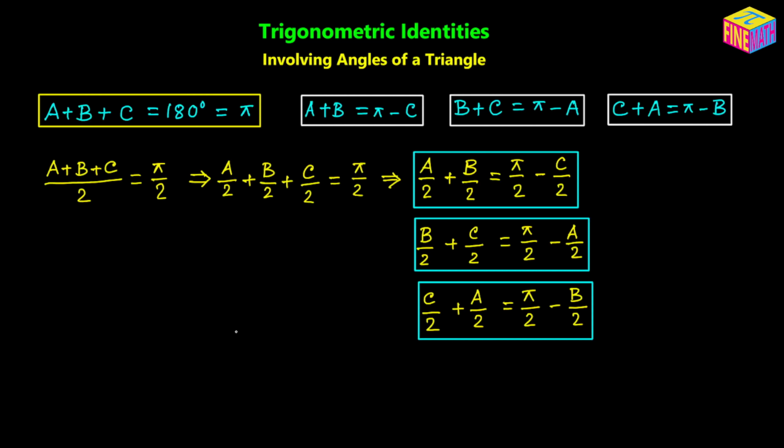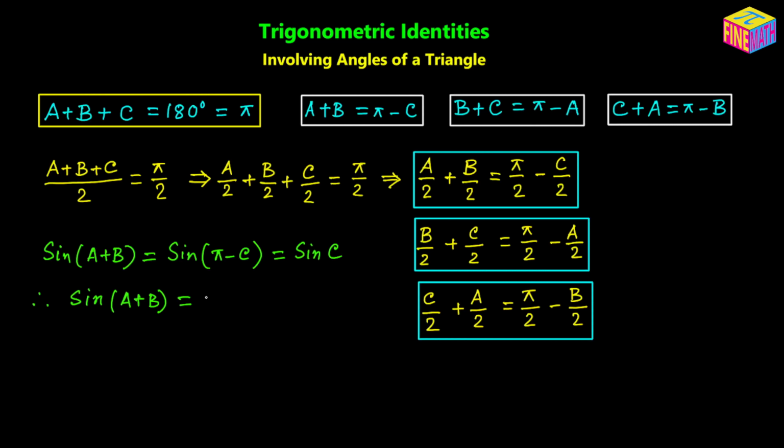And now we are going to find out the value of sine of (A plus B) in terms of sine of C. Here we see that A plus B is equal to pi minus C. So can we write it as sine of (pi minus C)? And we know that the sine ratio of a supplementary angle is the same as the sine ratio of the original angle. So this can be written as sine of C. So then we can say that sine of (A plus B) is equal to sine of C.